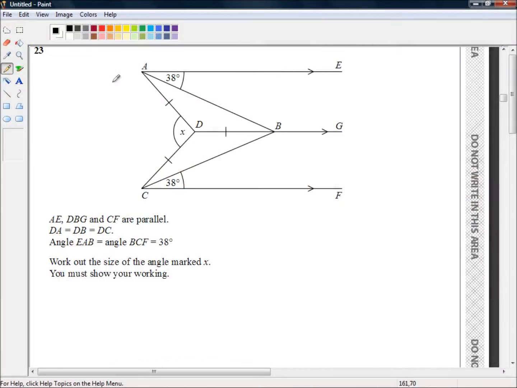Hello and welcome to the Edexcel New Style GCSEs grades 9 through 1. This is the first paper in the foundation tier, 1MA1/1F. It's a non-calculator paper and we're picking up in question 23.